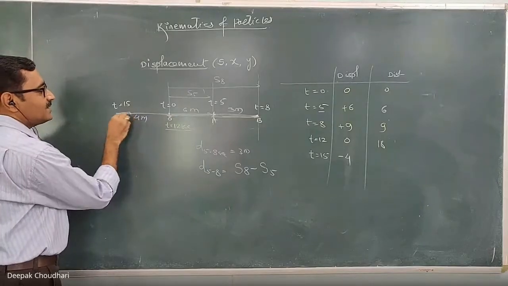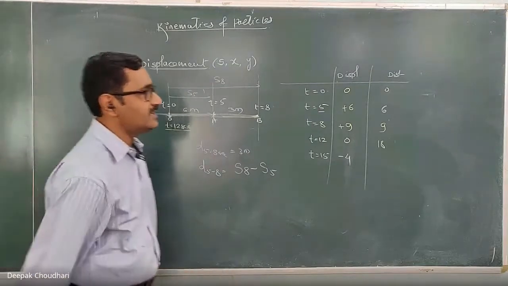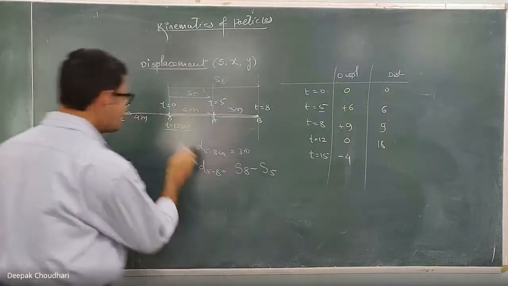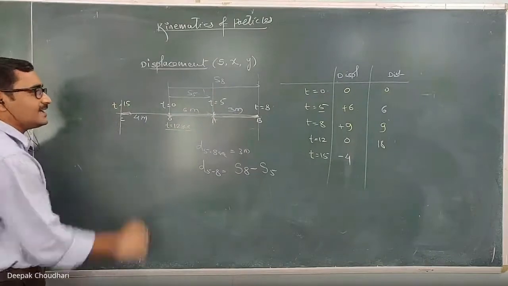So again, the particle at point C, the displacement vector will be towards left, and that's why the displacement is minus 4. But how much is the distance traveled in 15 seconds? 22. 22 to 20 meter.